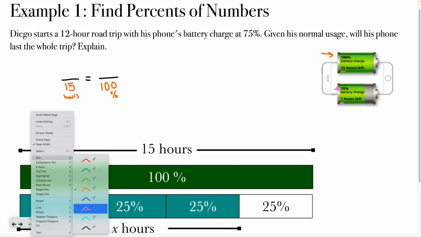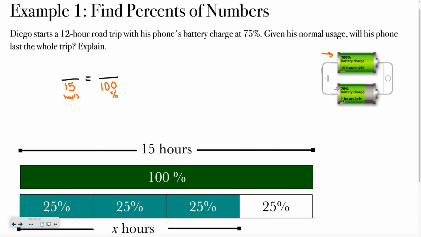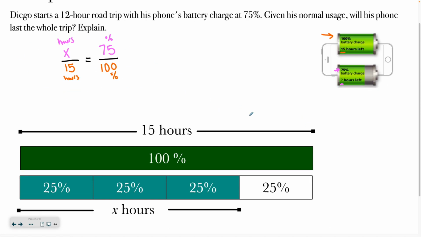Now, if I look at this other image here, 75% of the battery charge is, we don't know how many hours. So 75 was a percent, so that's why I'm going to put 75 over the 100. Okay, and then I'm going to put x over 15 because we don't know how many hours are left with 75%. Okay, so that's how I can set it up mathematically.